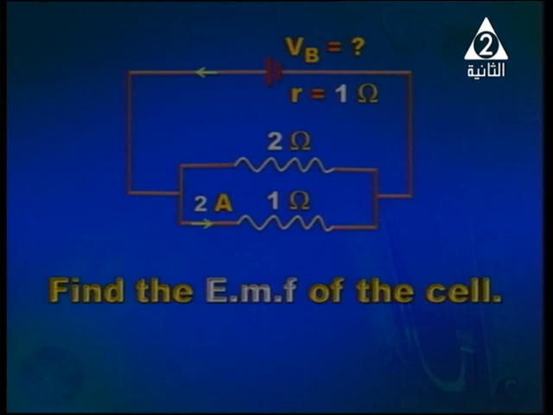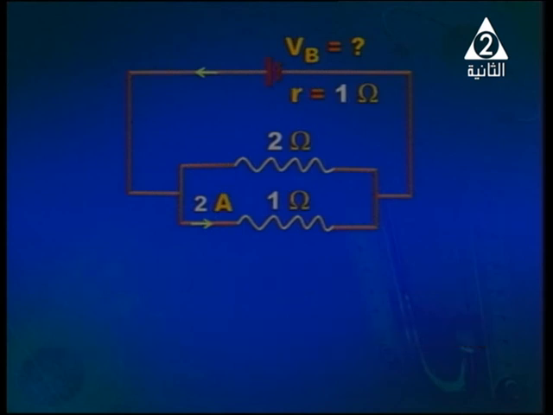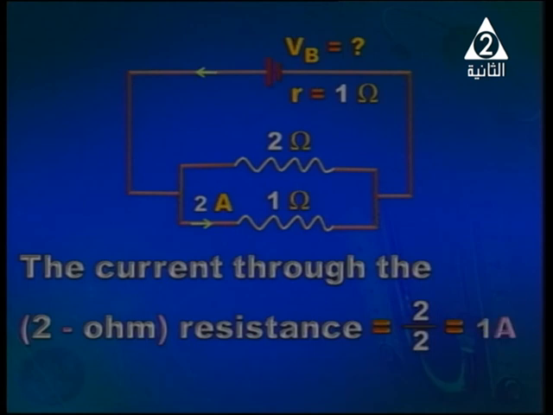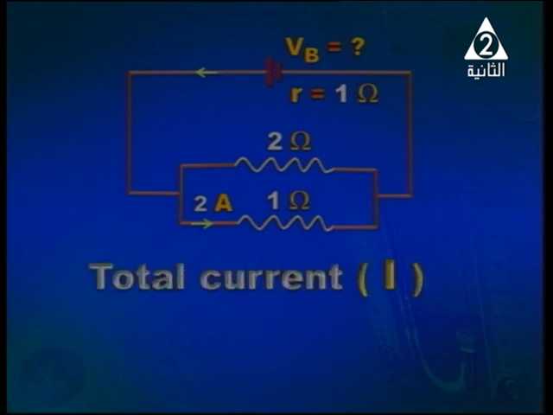So let me do it once again. Potential difference across the 1 ohm resistance, it is 2 times 1. It is 2 volt. Potential difference across the 2 ohm resistor, it is 2 volt also. And now we can calculate the current through the 2 ohm resistor. It is 2 divided by 2, it is 1 ampere. 1 ampere flows through the 2 ohm and 2 amperes through the 1 ohm resistor. So the total current must be equal to 3 amperes. Total current equals 1 plus 2, it is 3 amperes.